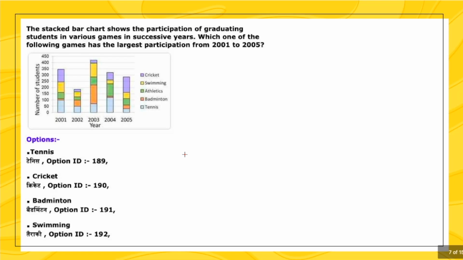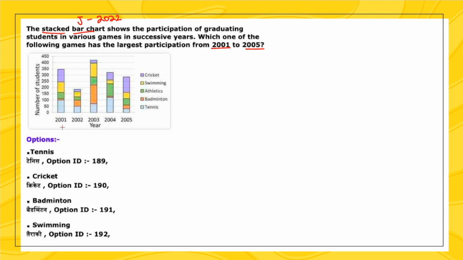Here is a question from the CSIR June 2022 exam, which happened recently in the month of September. The question says that the stacked bar chart shows the participation of graduating students in various games in successive years. Which one of the following games has the largest participation from 2001 to 2005? This is a bar chart which is stacked. Stacked means the bars are placed one on the other.